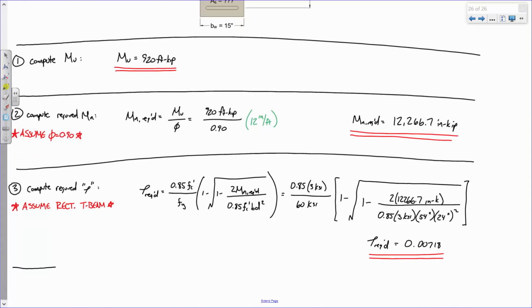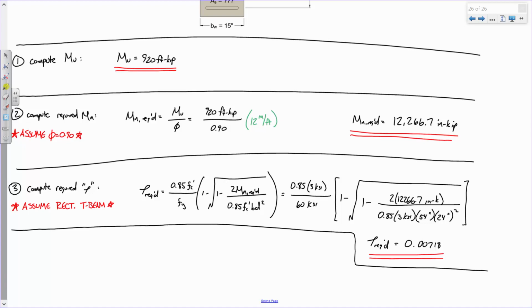Okay. I'm going to go ahead and do this on this page, because we got the room. Now, what we did here is we computed Mu, we computed Mn, and then we said, okay, if it's a rectangular beam, this is how much reinforcement we need to safely resist that load.